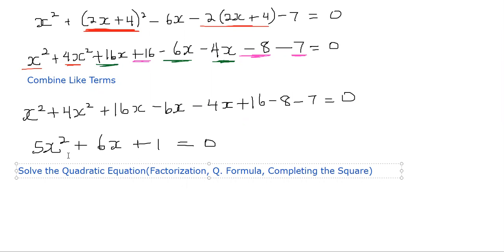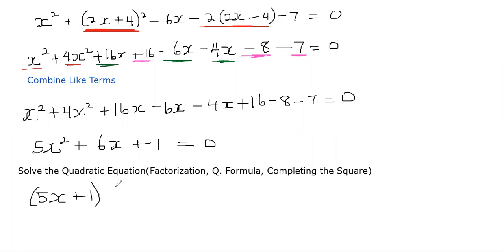Now, I am going to use factorization here because this could be factorized. If we factorize this, it is going to end up being 5x plus 1 and x plus 1, and that will be equal to 0.